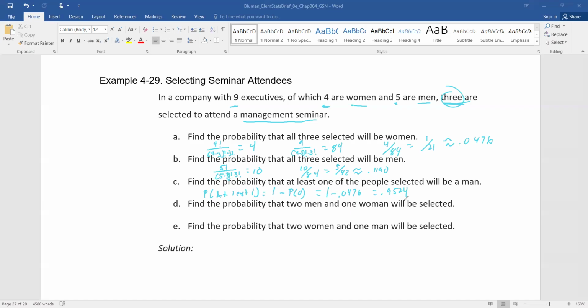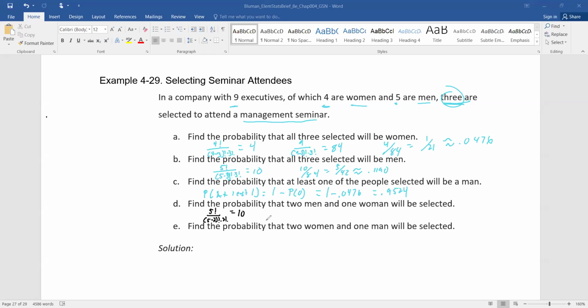Part D, find the probability that 2 men, 1 woman will be selected. All right, so 2 men and 1 woman. All right, so in this case, I have to do a little bit more different math again. So for the men, that's going to be 5 factorial over 5 minus 2 factorial times 2 factorial. When you do that, it still comes out to 10 ways.